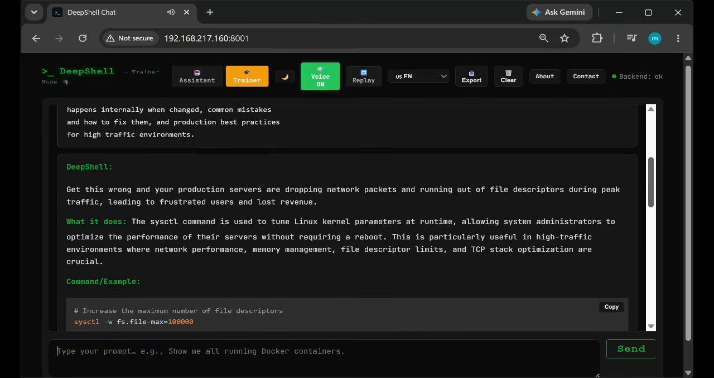Get this wrong and your production servers are dropping network packets and running out of file descriptors during peak traffic, leading to frustrated users and lost revenue.